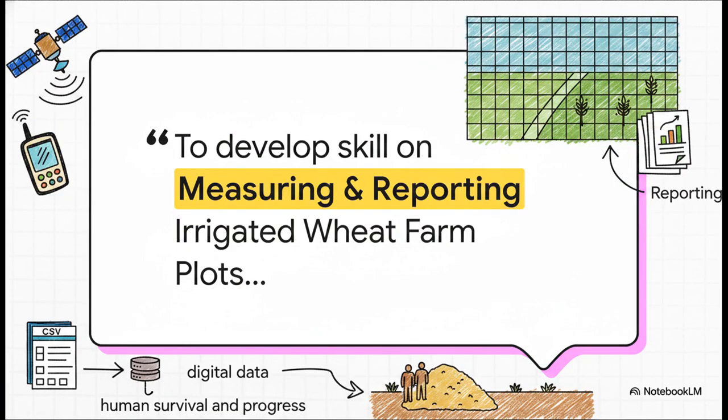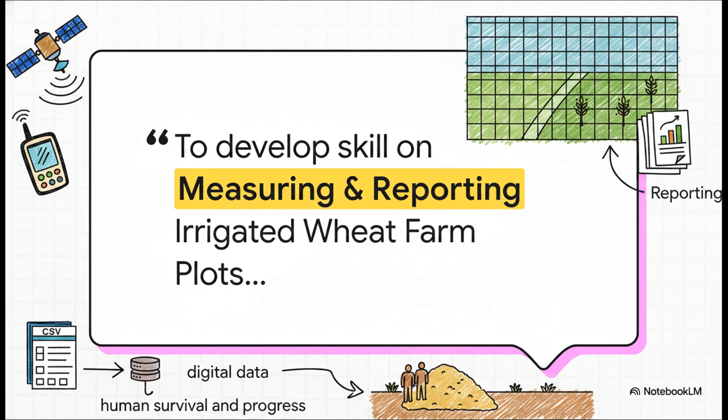Now, you might be wondering, why does this all matter? Why go through the effort of learning about raster grids, vector polygons, and importing CSVs? Because at the end of the day, this technology empowers people to make real, tangible changes in the world. The source material for today's explainer actually comes from a basic training manual designed for a very specific, incredibly impactful purpose. The manual states its goal is to develop skill on measuring and reporting irrigated wheat farm plots in South Ethiopia region with the help of GPS and QGIS.